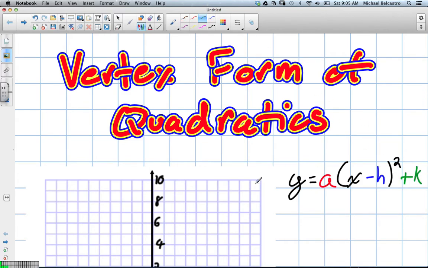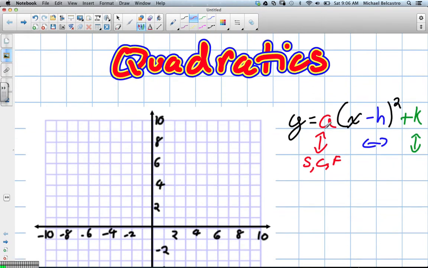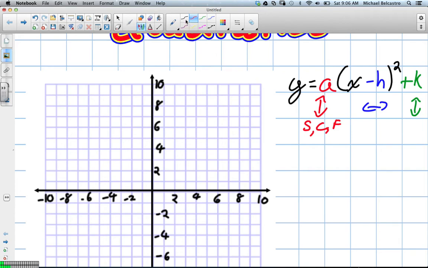So these different letters all stand for something. k stands for vertical, so up and down translation, so moving an entire parabola up or down. h stands for moving an entire parabola left and right, so horizontal translations. And then a deals with vertical stretches and compressions and flips. Okay, so a does quite a bit. So we're going to talk about how those numbers affect and what we mean we're affecting from.